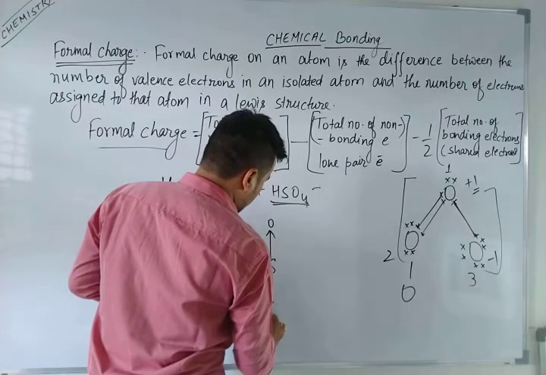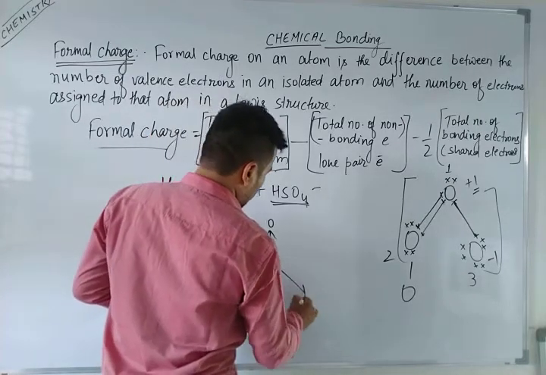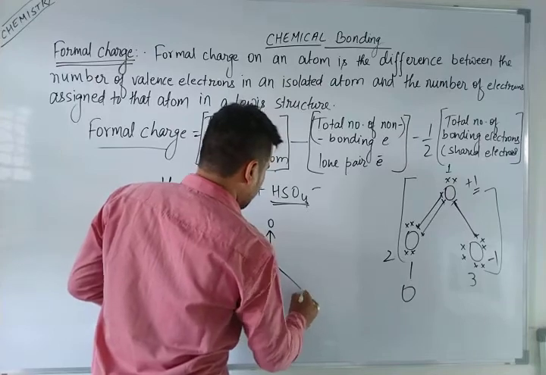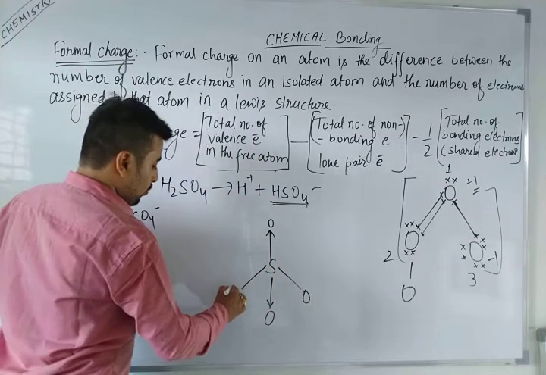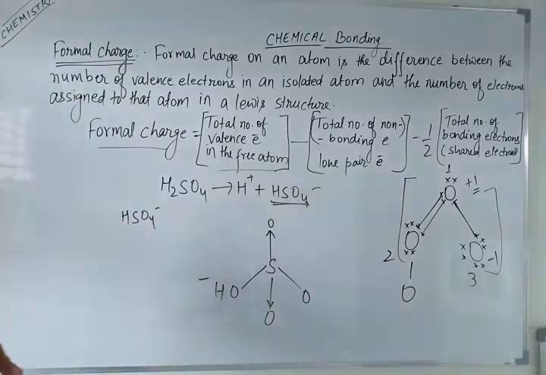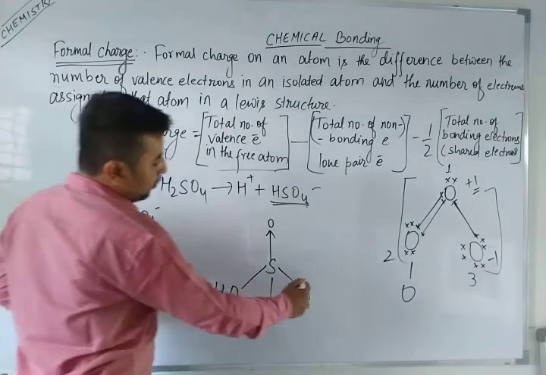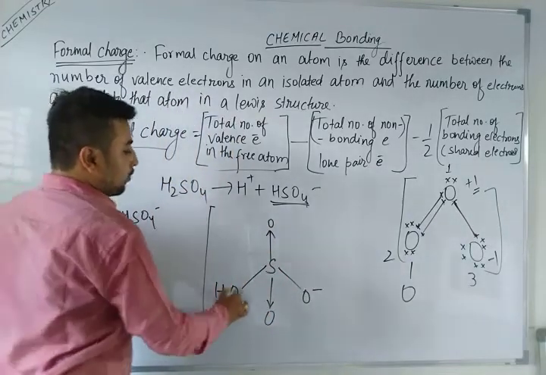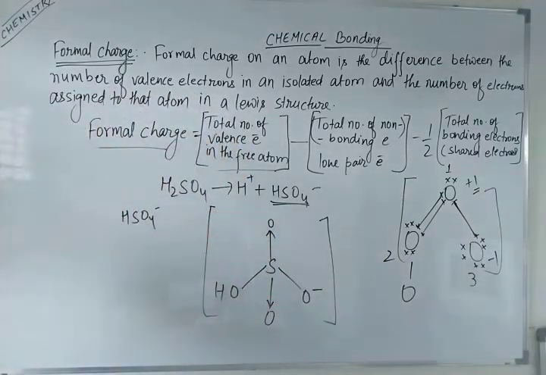You know very well, here oxygen, here there will be a bond pair. Oxygen and here OH minus. Right? So this is the structure of HSO4 minus. Here there will be 2 OH, so here there will be minus. Now you have to calculate the formal charge of sulfur. So now you know very well, what is the formula of formal charge? I am asking you to calculate the formal charge.